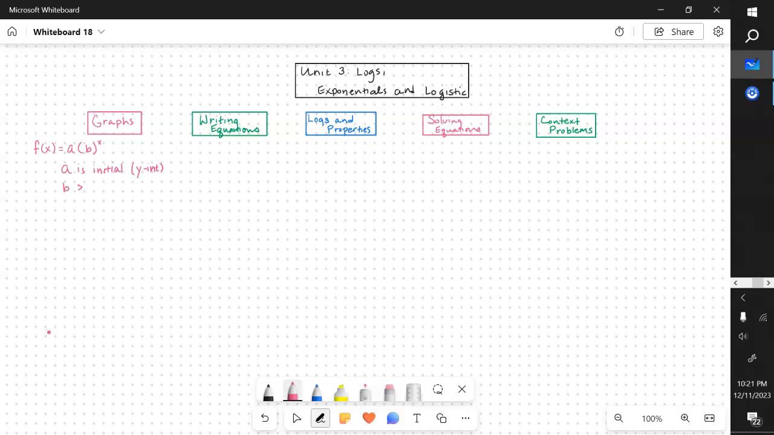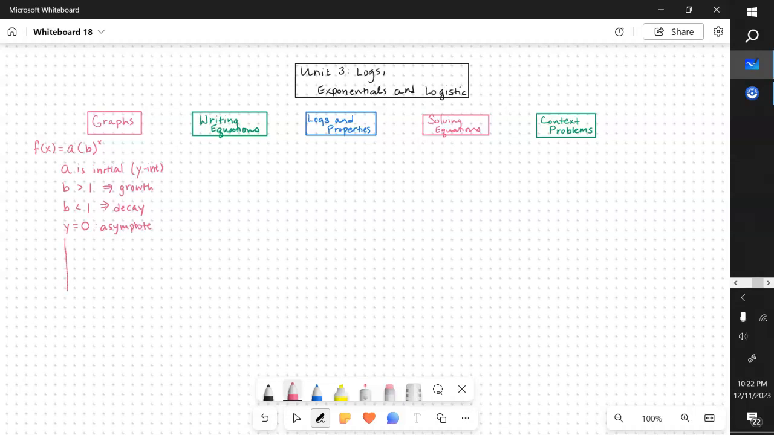If b is greater than 1, then your graph will be exponential growth and your end behavior will be towards infinity. If b is less than 1, then your exponential graph will be decay and your end behavior to the right will be towards 0. This graph has an asymptote of y equals 0, always, unless you have a vertical shift.